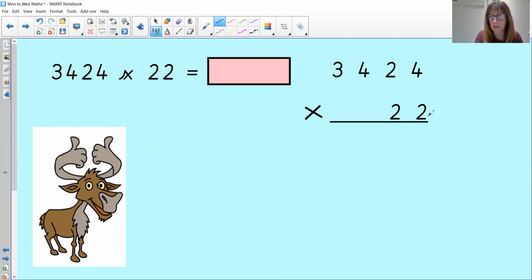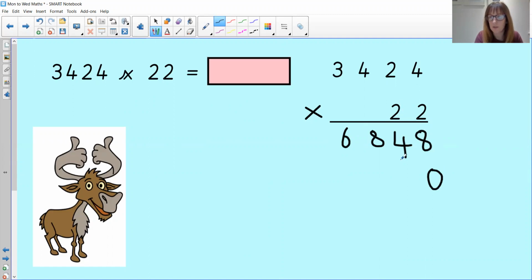So we're going to start off by multiplying by the ones. So 4 times 2 gives you 8. 2 times 2 is 4. 4 times 2 is 8 and 3 times 2 is 6. So now I'm going to move on and multiply by my 10. So I've got 20 here. So I'm going to put a 0 in as my placeholder.